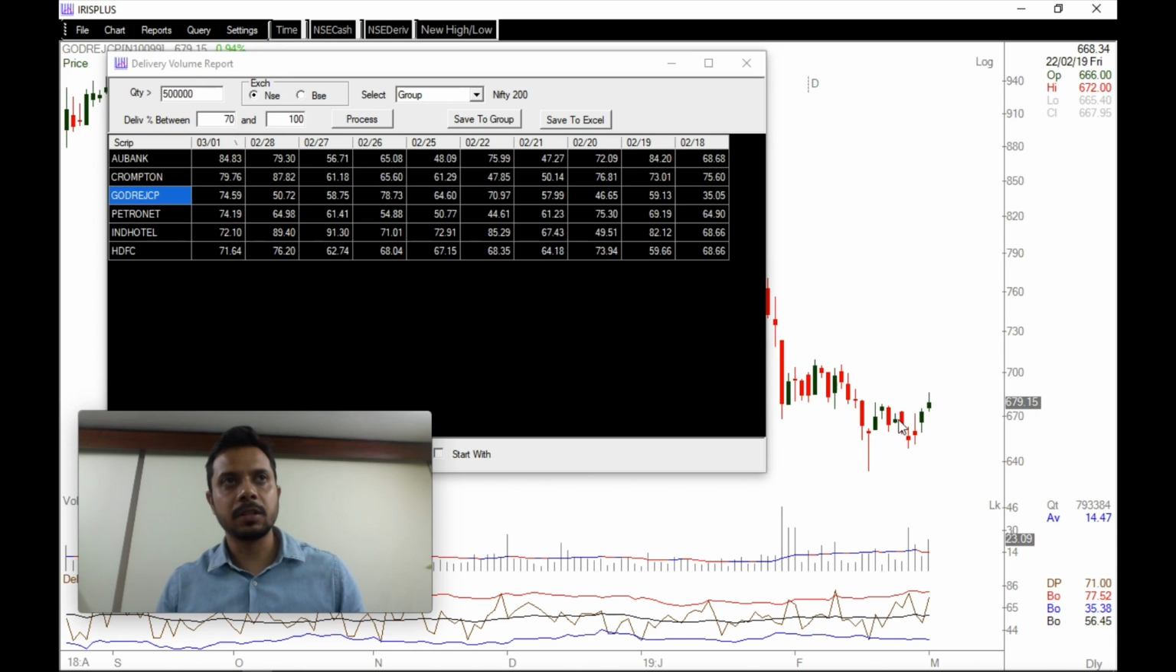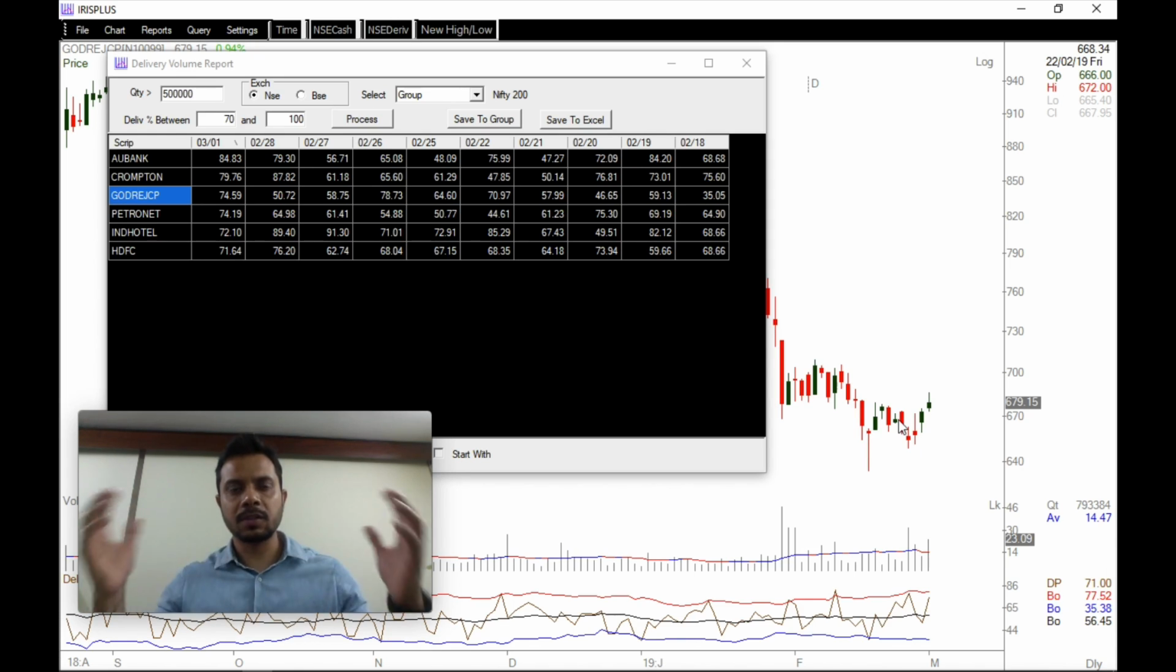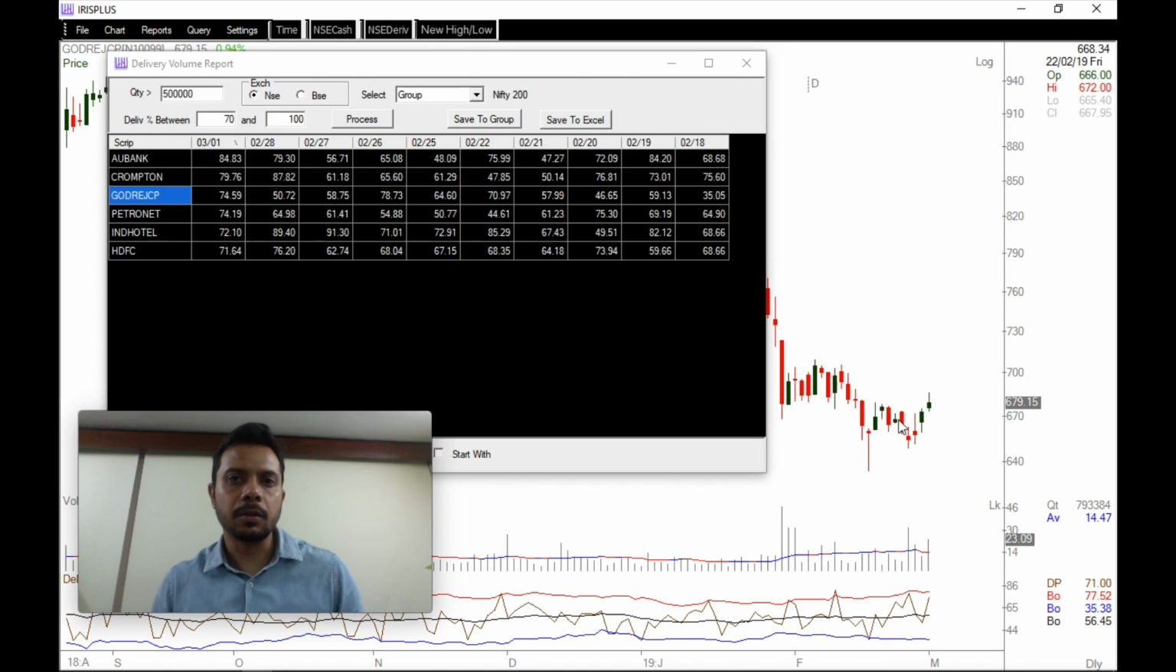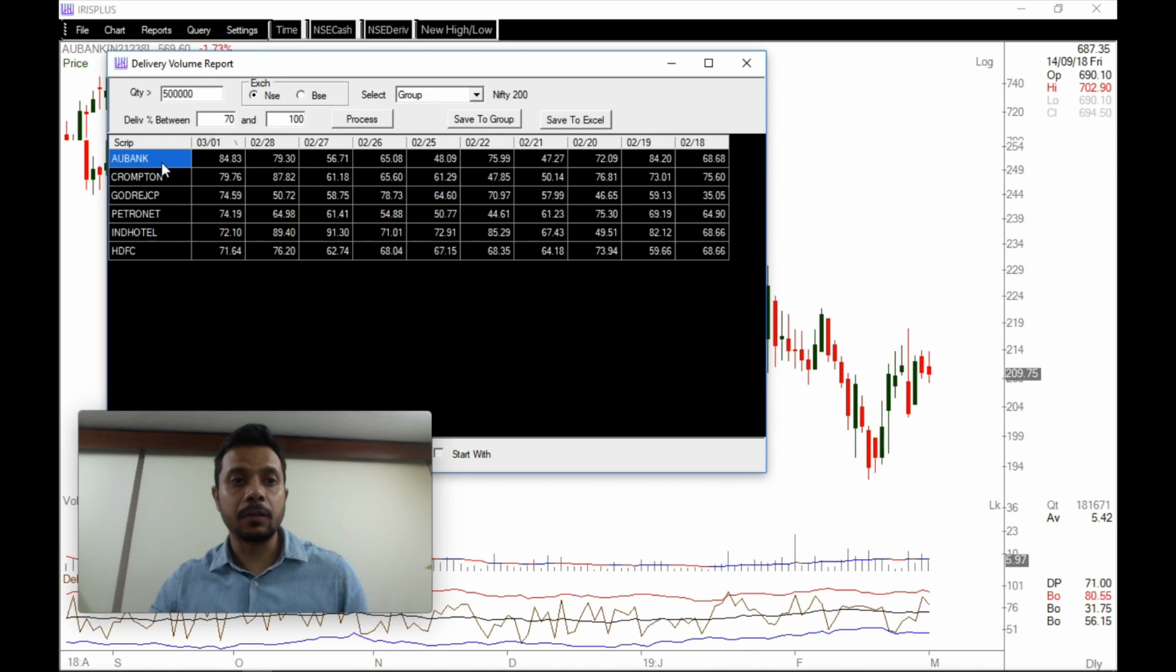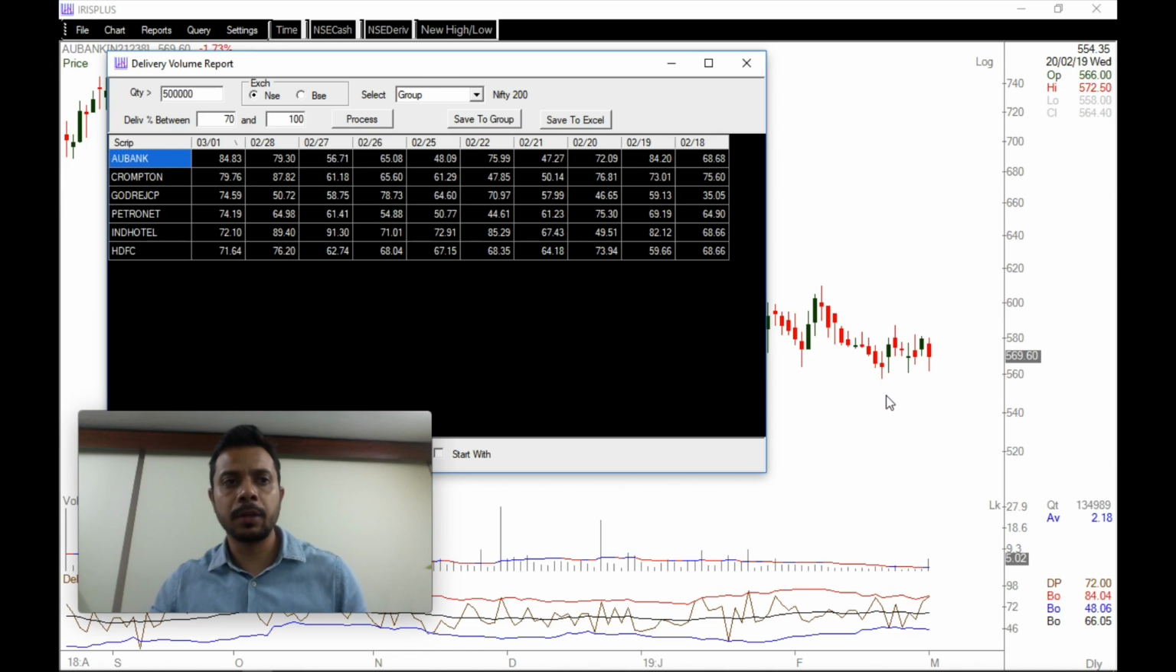The delivery percentage, a higher number with higher volumes, does not tell you to exactly pinpoint the price or the day above which you buy with a stop loss. It just gives you a scenario, a condition where you try to understand, yes, Godrej CP or Crompton or AU Bank, they are coming off, but people are getting more interested in the stock to buy into them because it's getting relatively cheaper. Same goes with AU Bank as well.